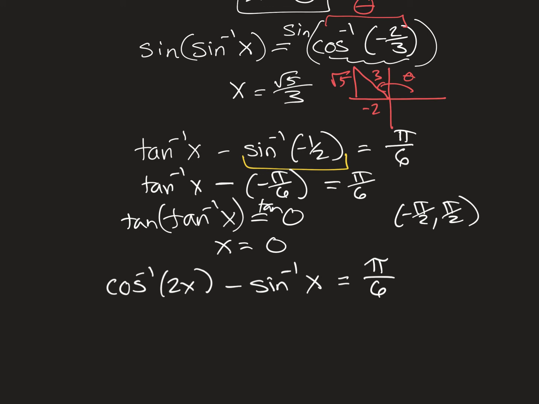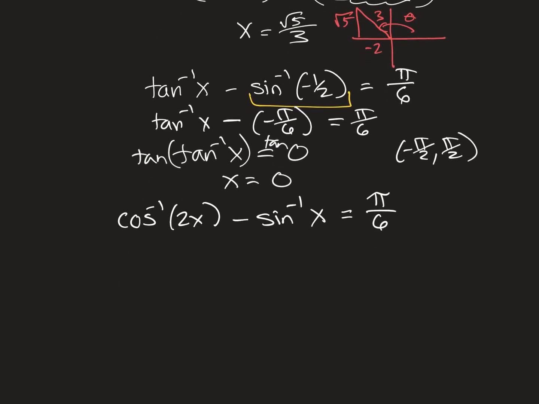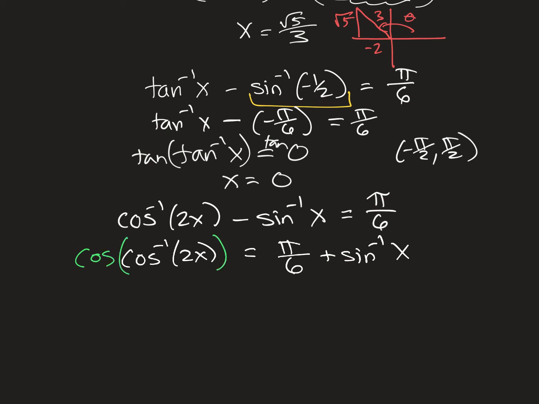So pick one to isolate. I think I'm going to isolate inverse cosine of 2x. And so that means I'm bringing the inverse sine of x to the other side. Okay, so let's focus on getting the 2x out of the inverse cosine. So I'm going to take the cosine of both sides. All right, so I've got 2x, which is good, equals.